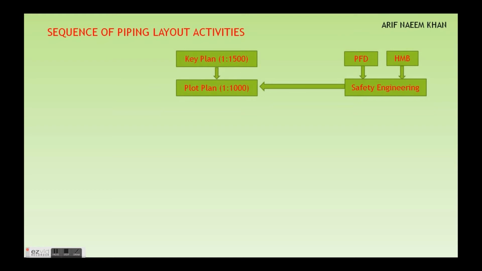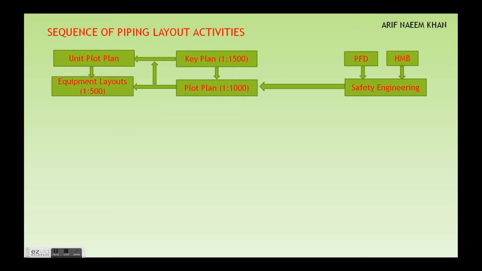From safety engineering, we got the safety distances as we already discussed in the previous slide. And from the plot plan or the key plan, we go to unit plot plan. I mean, it depends on project to project, large or small scale. Then from unit plot plan, the next activity will be the equipment layout. So first we have to develop key plan and then do plot plan. After the plot plan, there are unit plot plans, and after the unit plot plans, there are equipment layouts that we need to develop.